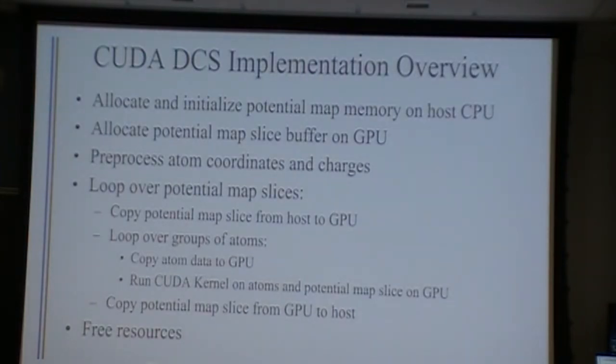This overview of the overall code is probably very familiar to you, right? First, we allocate memory on the host CPU and initialize it correctly. We allocate the memory on the GPU.